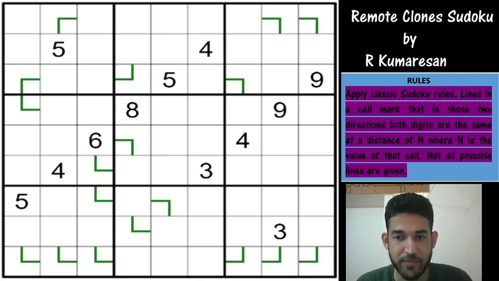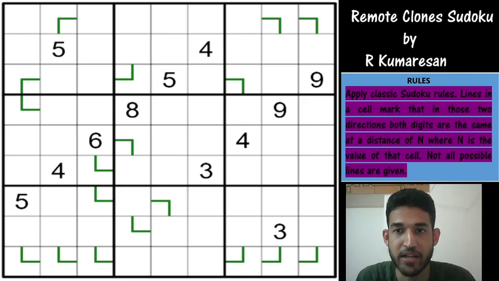Classic rules apply, and then lines in a cell mark that in those two directions both digits are the same at a distance of n, where n is the value of the cell. Not all possible lines are given.